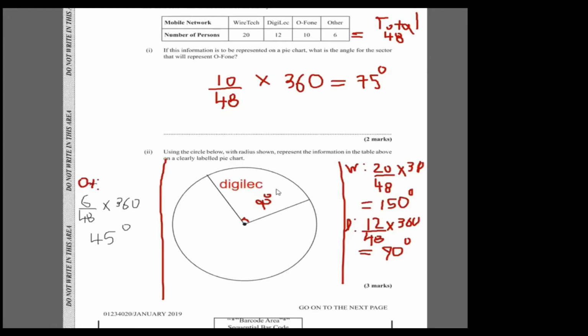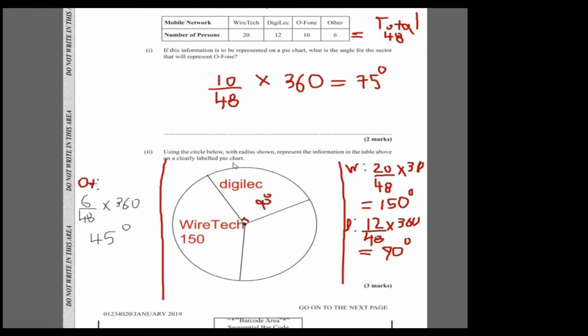Now, the next one we need is WireTech of 150. So let me see. 90 and 60 is 150. So I'll split it somewhere about, let's say 90 and 60, somewhere about here. Somewhere about there is 150. All right, and so that should be fine. This is now WireTech. WireTech is 150 degrees.